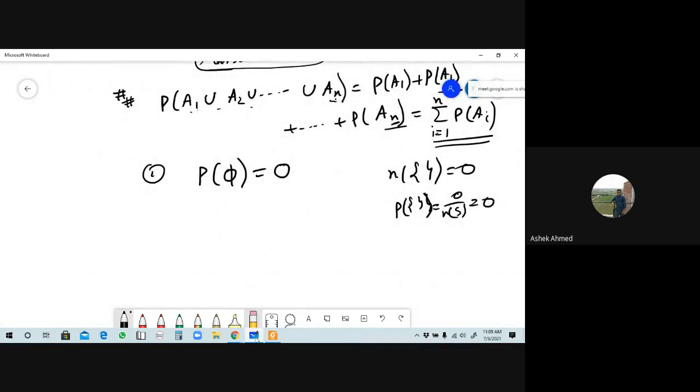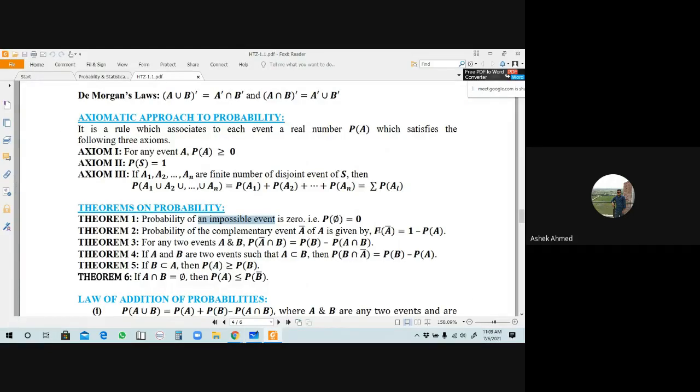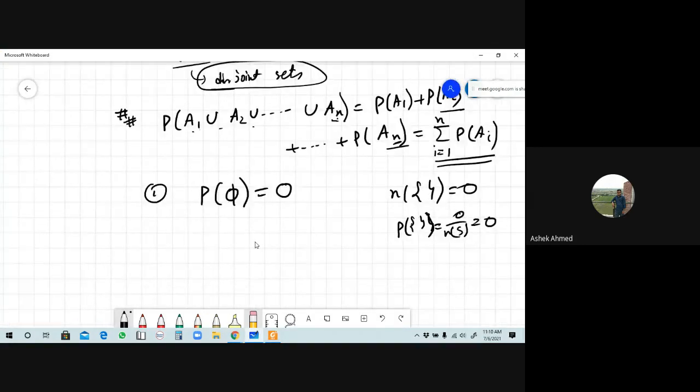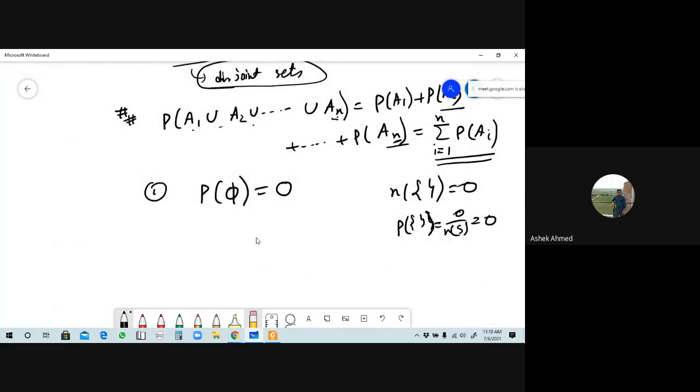Now we will prove the next theorem. The next theorem is for any complement: A complement will be 1 minus probability of A. How can we handle this result? In the previous case we have already found A union A complement, what was that? S. And here also A intersection A complement is null, phi. Since the intersection of A and A complement is phi.